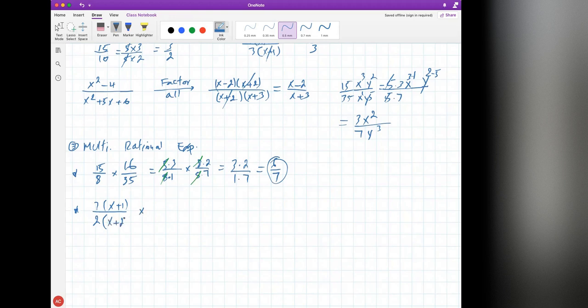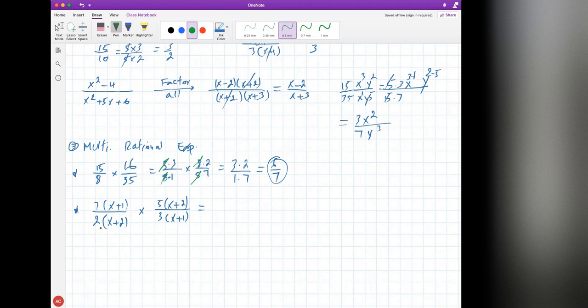For example, if you have 7 over x plus 2 and maybe 5 over 3, times x plus 2 over x plus 1. So we want to multiply these two rational expressions, but again, don't start to distribute and then multiply all this by all of this and this by all this. It's going to be a lot of work. So what do we do instead before multiplying? We can simplify all parentheses.